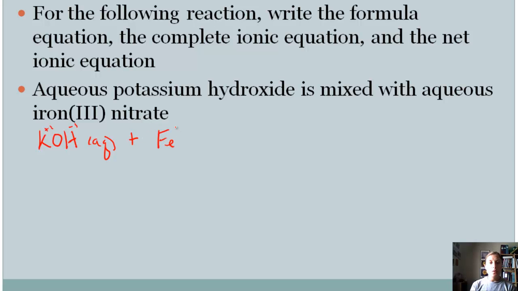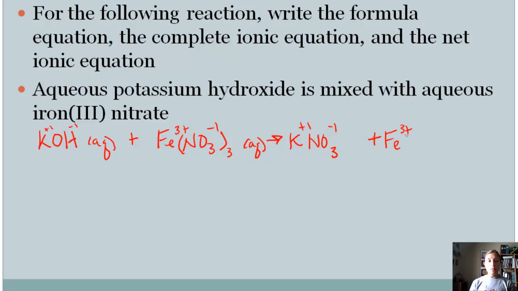Aqueous iron, Roman numeral 3 means it's a +3. Nitrate is a -1, so I need 3 of them to make it neutral. That's also aqueous. Okay, first thing we need to do is predict our products. So let's take our potassium and combine it with our only available anion, which would be the nitrate. +1 -1, it's neutral. I don't know if it's aqueous or not yet, so we're going to get to that in a second. Moving on to the next one, we have iron, and the only available anion would be the hydroxide. It's a -1, so that means that I need 3.